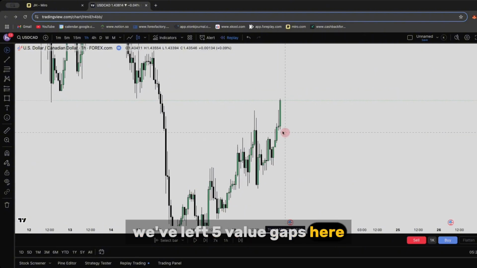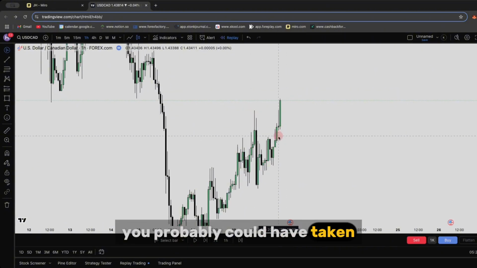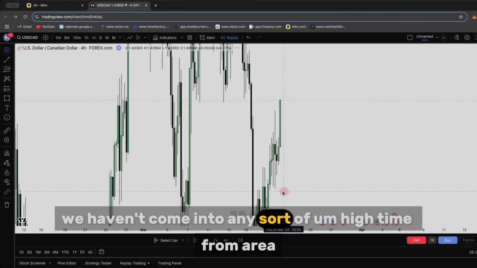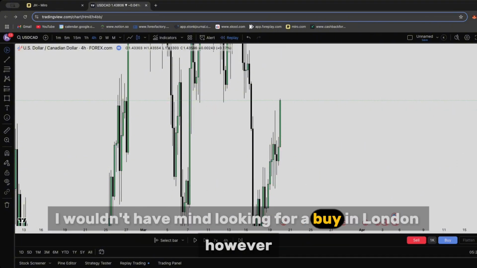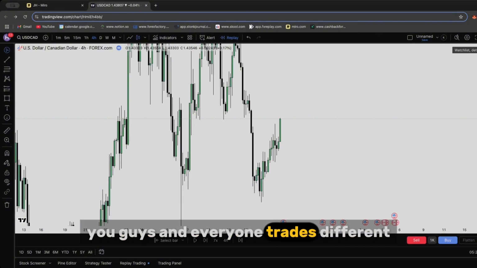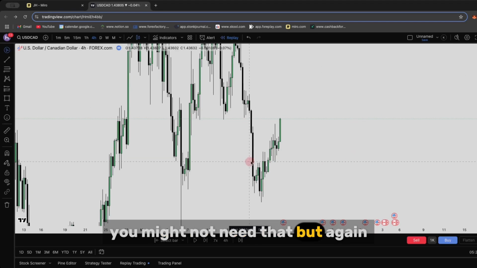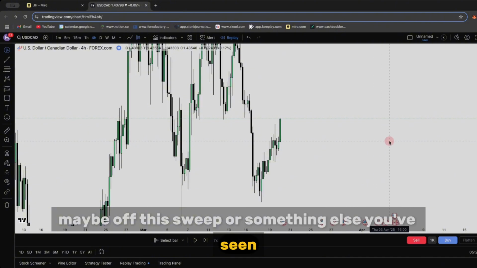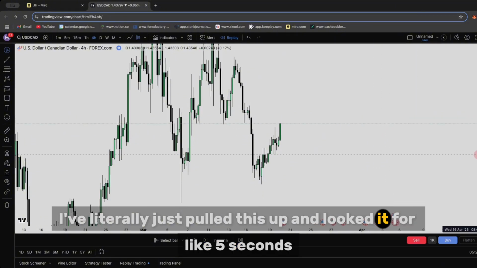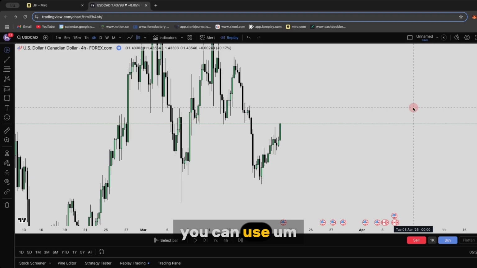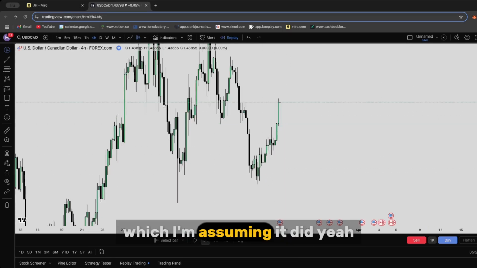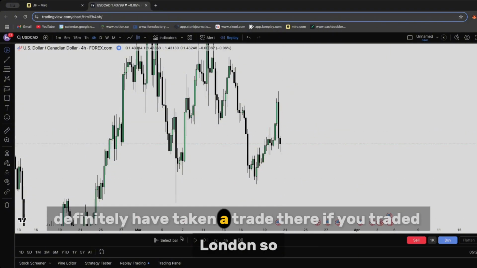We've left fair value gaps here. I would not have taken anything here, actually, as we haven't come into any sort of high time frame area. If we tap down into this, I wouldn't have minded looking for a buy in London. However, everyone trades differently, you might not need that. But if you did have a bias to go higher, maybe off this sweep or something else you've seen, I've literally just pulled this up and looked at it for about 30 seconds. You can use the dollar index to get extra confidence to move higher, which I'm assuming it did. Up until here, you could definitely have taken a trade if you traded London.